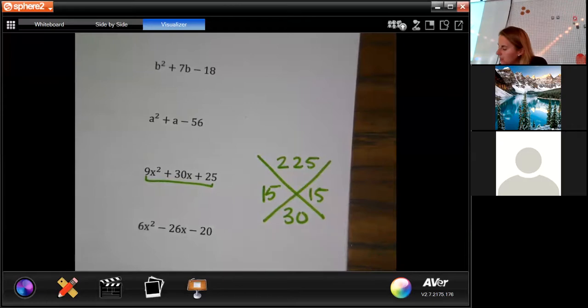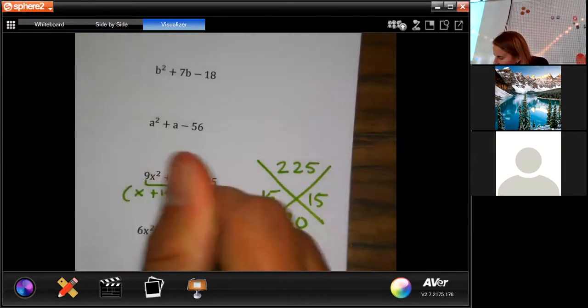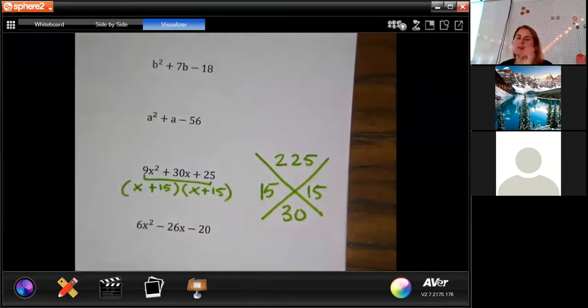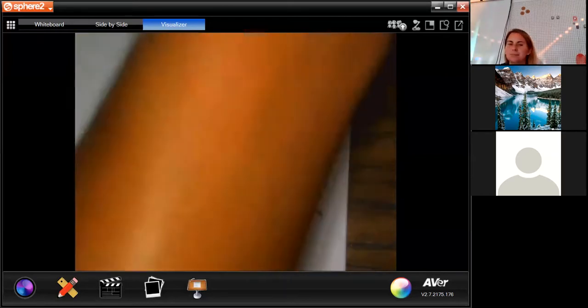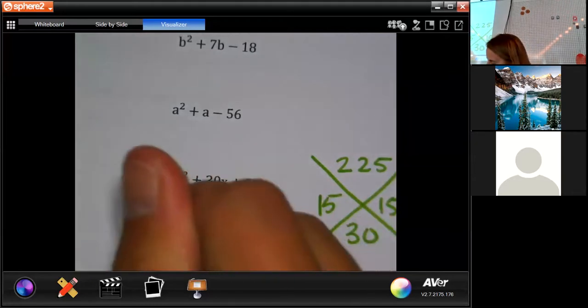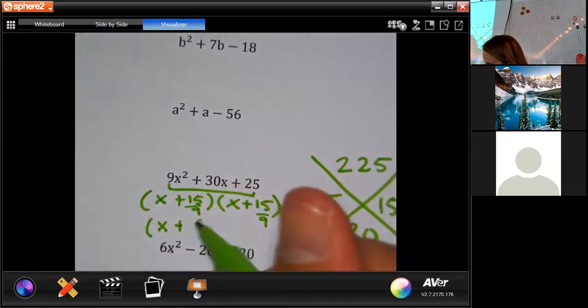All right, so I'm going to put in here x plus 15, x plus 15. But remember, I'm not done because this is a slide and divide problem. So what number am I dividing by? 9. So I'm going to divide by 9. 9 doesn't divide nicely, but it will reduce. What does 15 over 9 reduce to? 5 over 3.